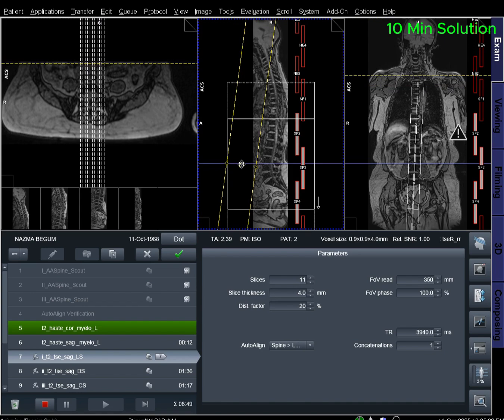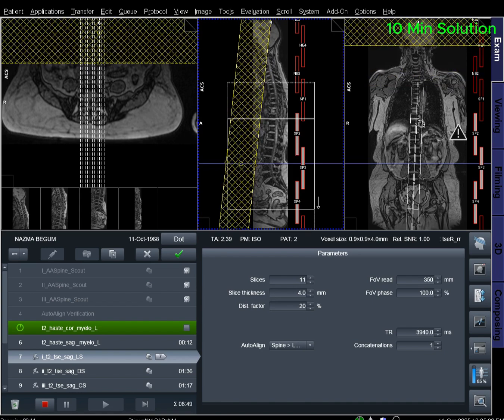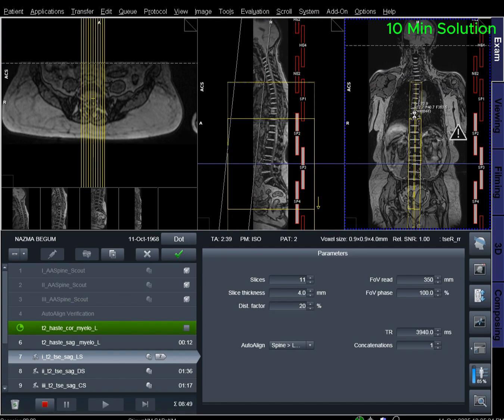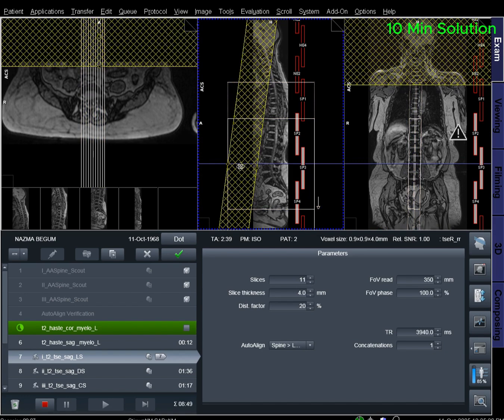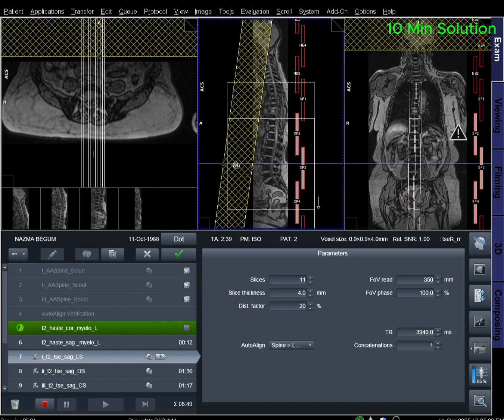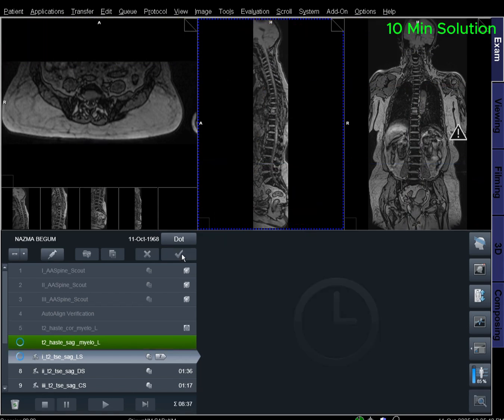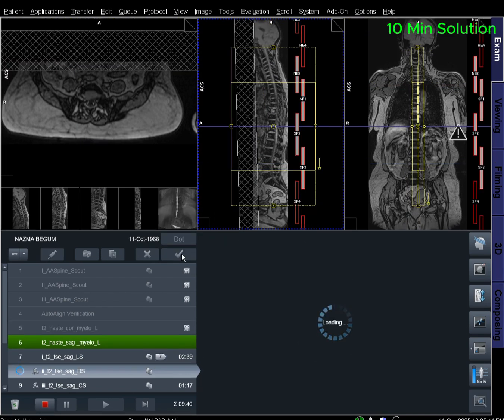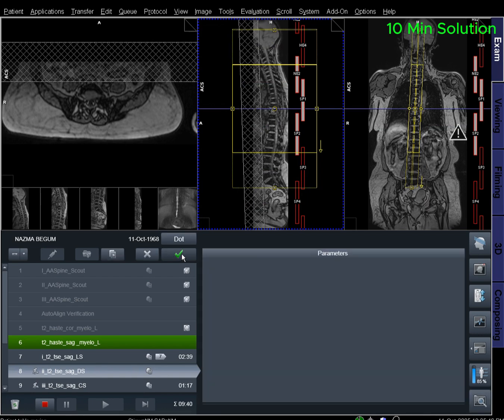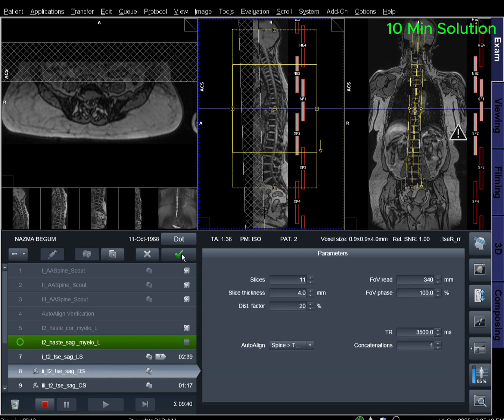T2 and T1 TSE sagittal. Plan the sagittal slices on the coronal plane and angle the position block parallel to the spinal cord. Check the positioning block in the other two planes, ensuring an appropriate angle is given in the axial plane, parallel to the center of the vertebral body and the spinous process.